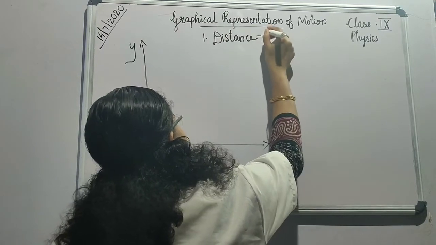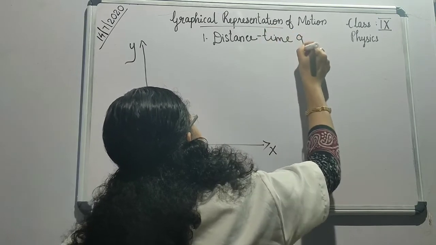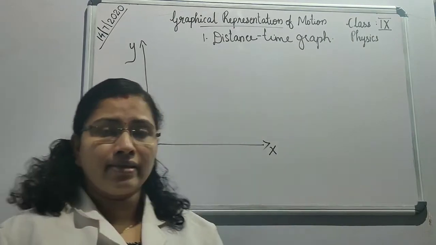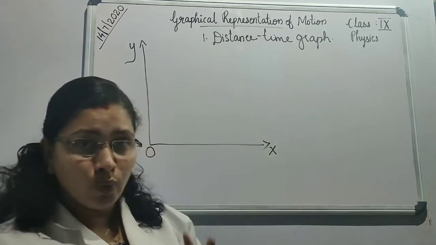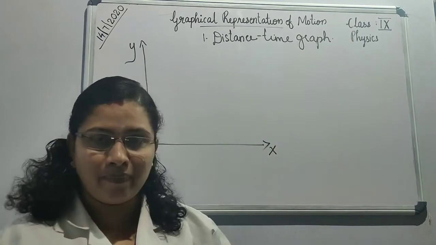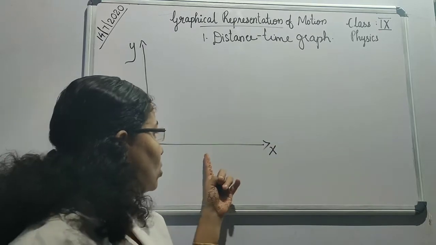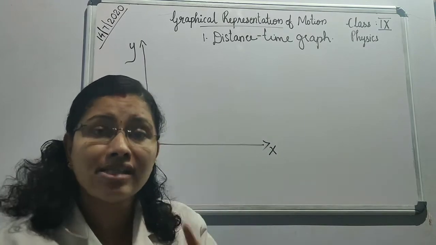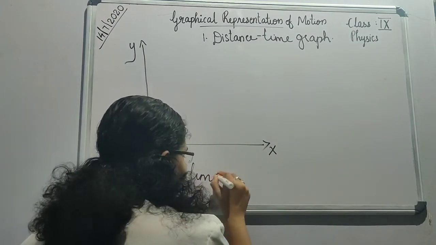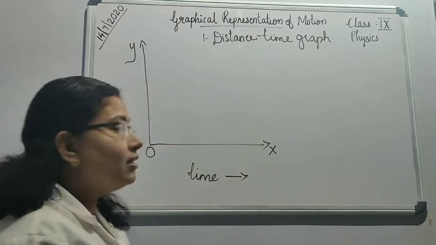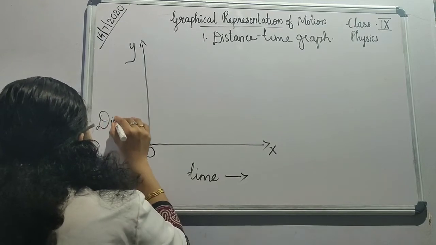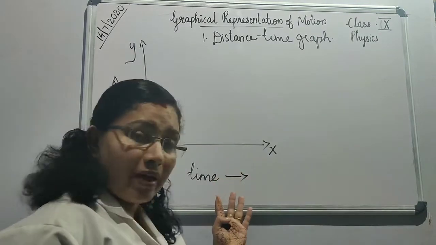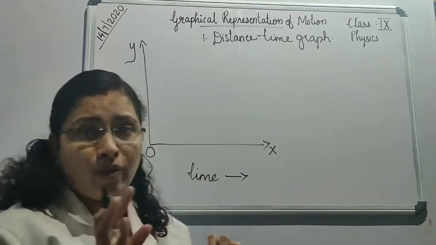Distance time graph. See, in this case, can you see the variables? There are two variables here. What are they? Distance and time. And which variable will I be taking on the x-axis? Either distance or time. I have to take time along the x-axis and distance along the y-axis, because with respect to time, the change in position of an object is calculated.